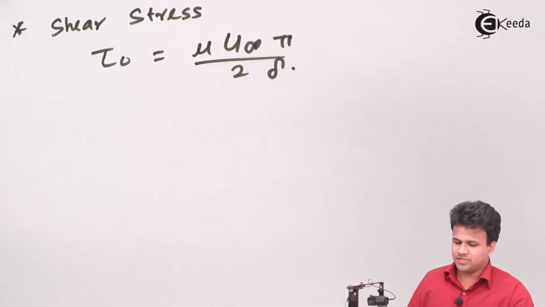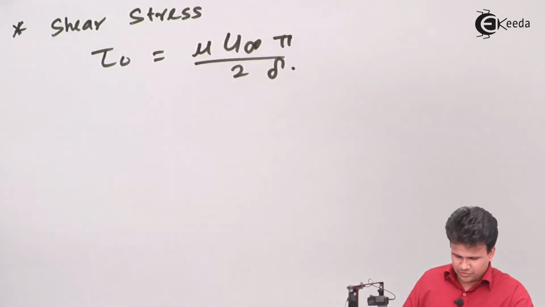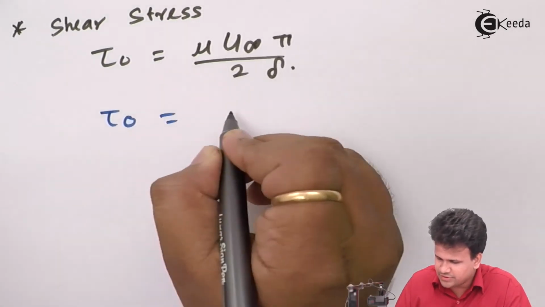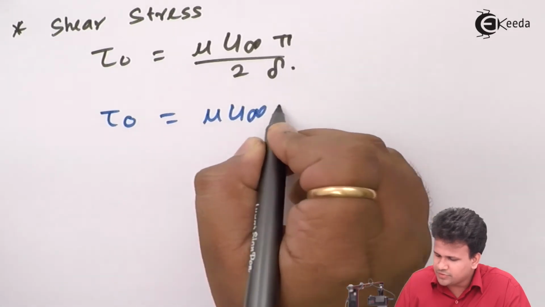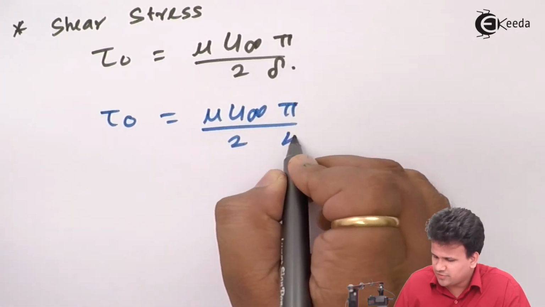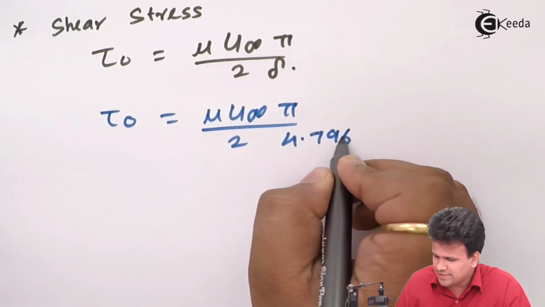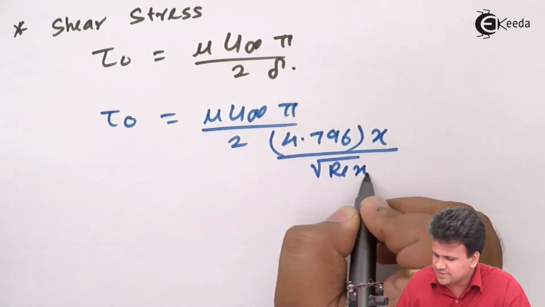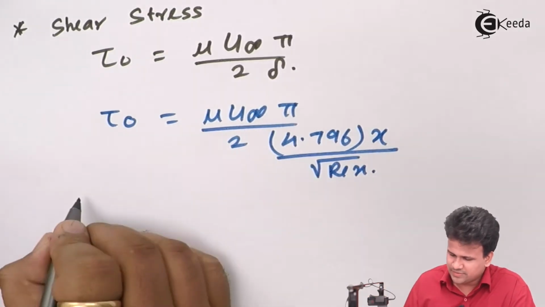So this is the value which we have got. Let us substitute the value of delta in this equation. So over here tau 0 is equal to mu into u infinity pi by 2. Delta has a value of 4.796 times x upon a Reynolds number, that is Rex.